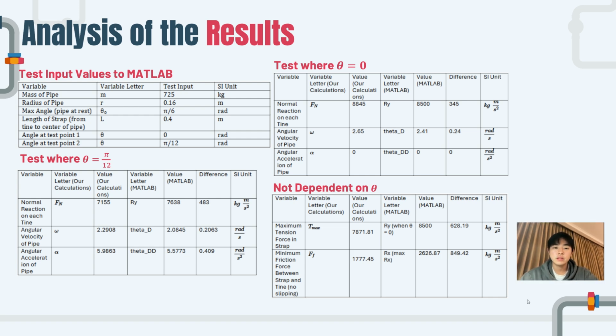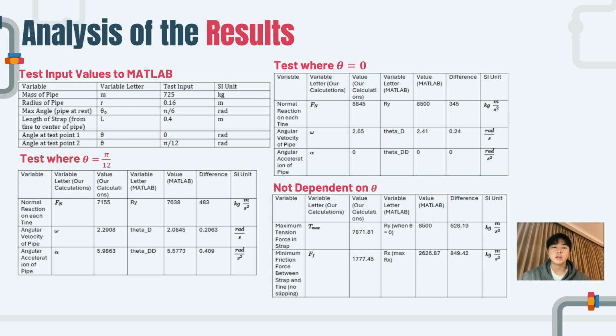To validate our model, we compared our hand calculation with MATLAB simulation output at different angles. First, we used two angle inputs, theta equals 0 and theta equals pi over 12, and entered all relevant pipe and strap parameters into MATLAB.